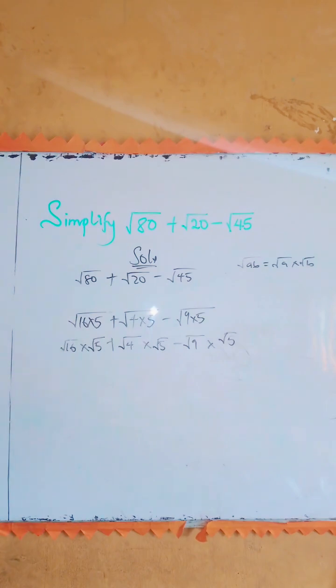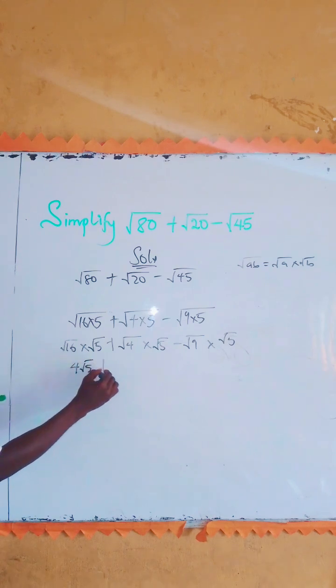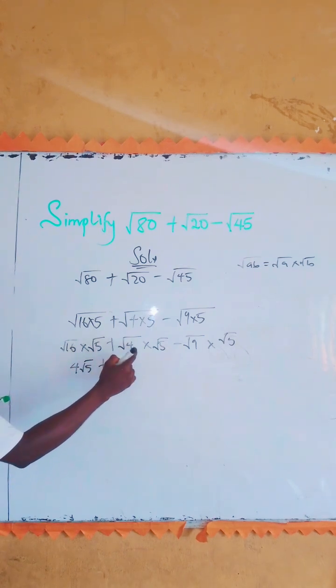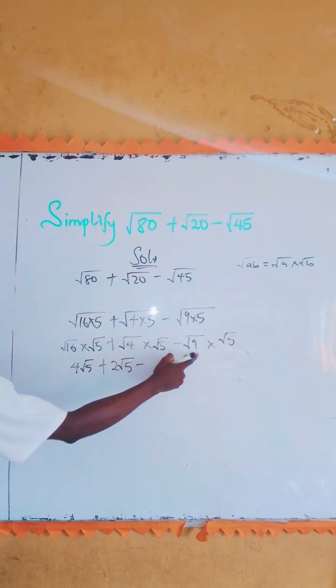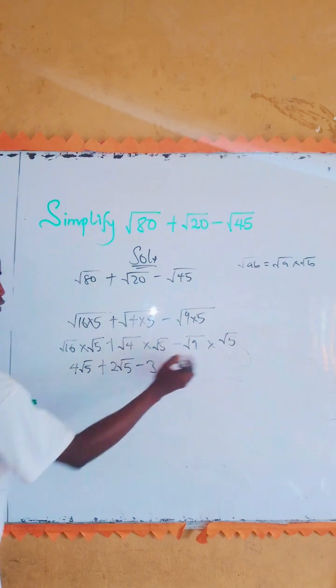So what is the square root of 16? The square root of 16 is 4. This will be 4 root 5. The square root of 4 is 2, and 2 times root 5 is 2 root 5. Minus the square root of 9, which is 3, times root 5.